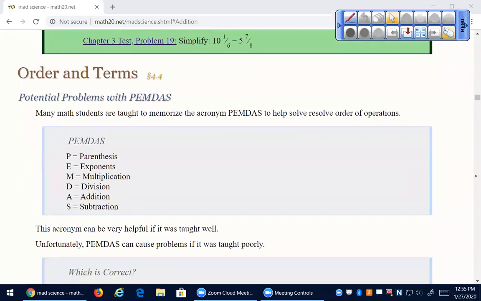Okay, here's a great topic. Who has never heard of PEMDAS?